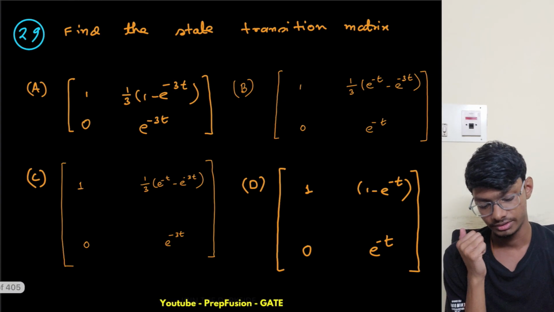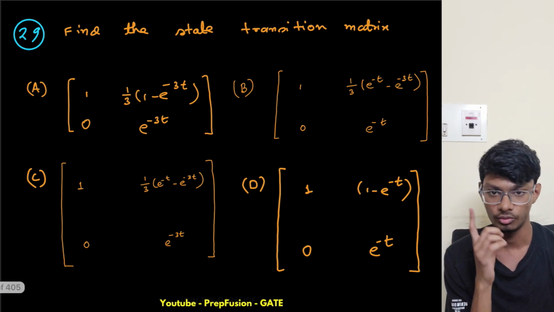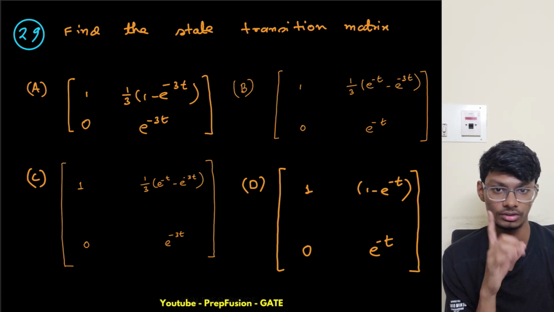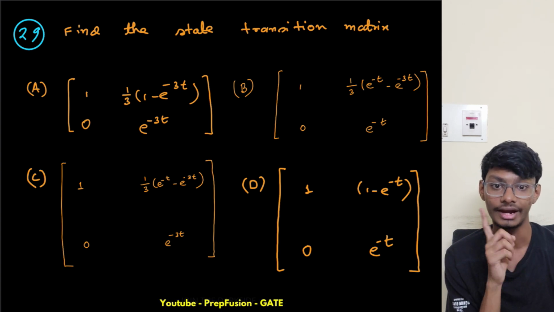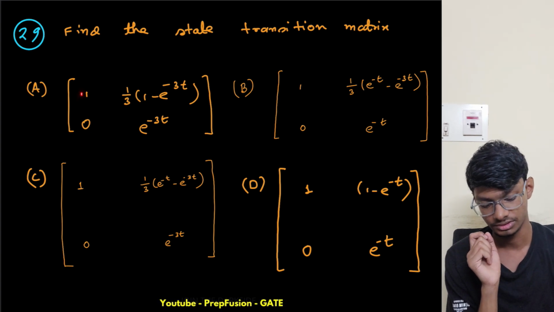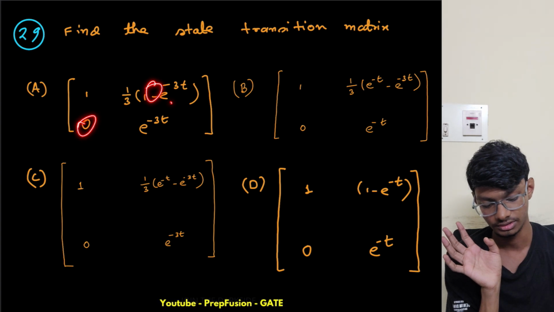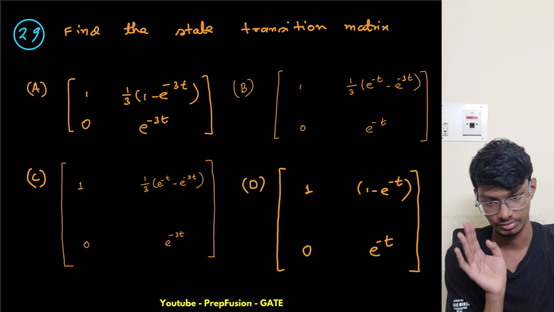Okay, so the first part is easy only, right? For the first part, what are the properties? If you put t equals 0 in a state transition matrix, what do you get? You get the identity matrix, right? So if I put t equals 0 here, what do I get? This is 1 only. Fine. If I put t equals 0 here, you get 0. This is 0 and this is also 1. This option A can be one of my answers.